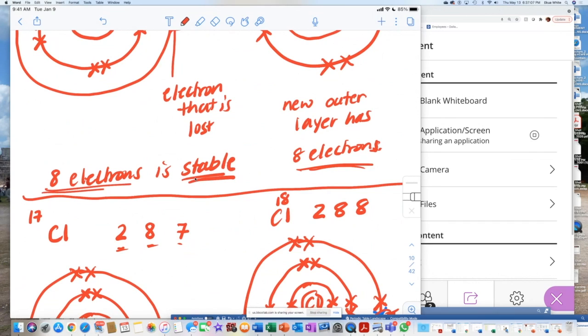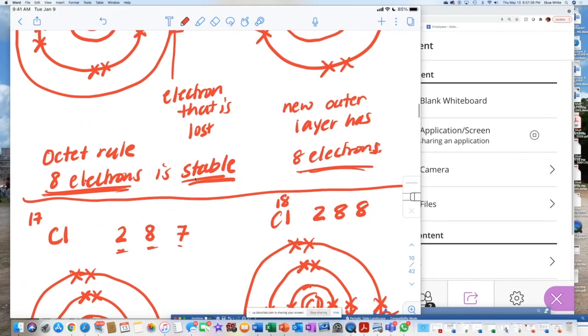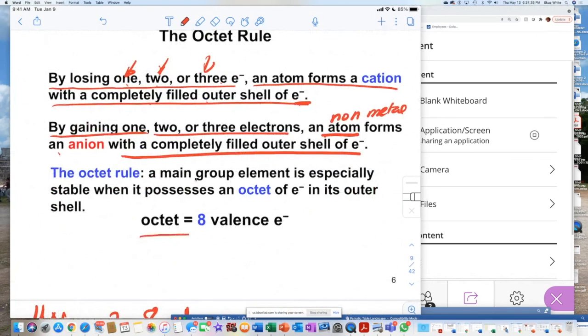Okay, and since 8 electrons tend to be the goal for many elements, the goal is to be surrounded by 8 electrons. They call this the octet rule, or known as the rule of 8, right? So if you've heard the term octet rule, then that's just the rule that says elements have a goal. And what's their goal? To be surrounded by 8 electrons. Why? Because for them, 8 electrons symbolizes stability. Okay? So there it is. And we're told here, octet rule: a main group element is especially stable when it possesses an octet of electrons in its outer shell.